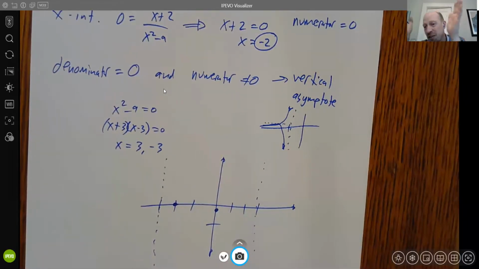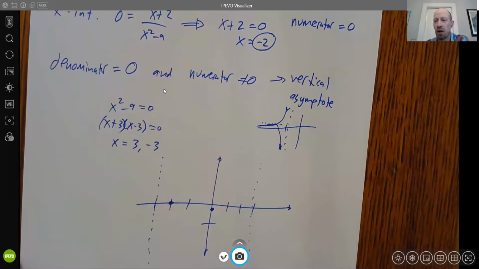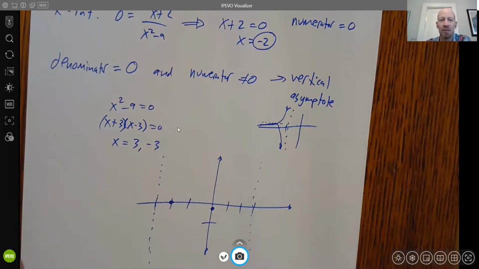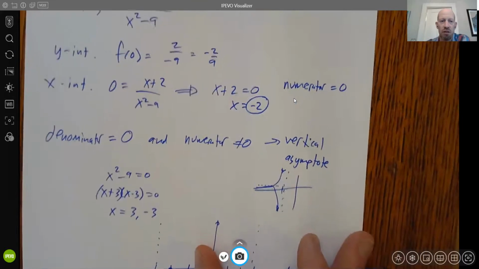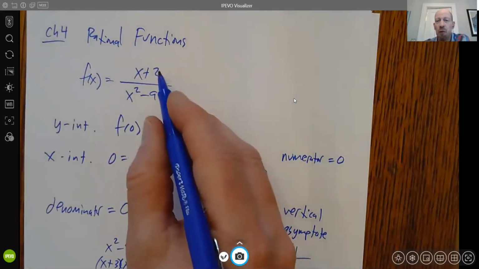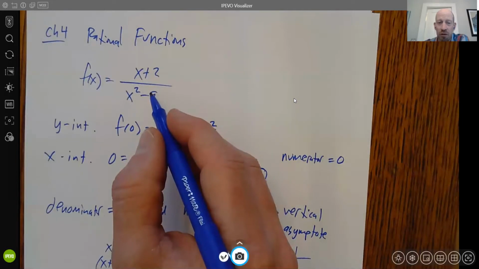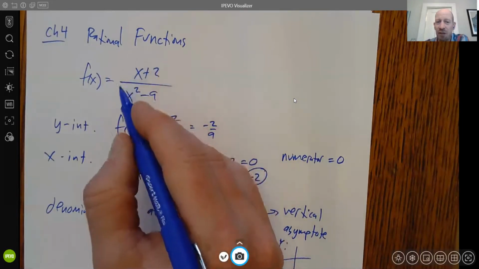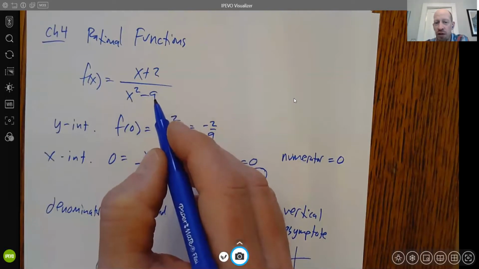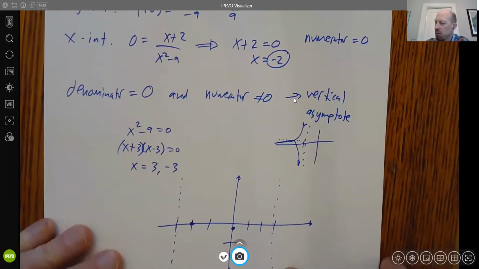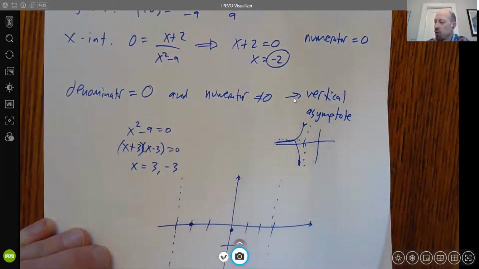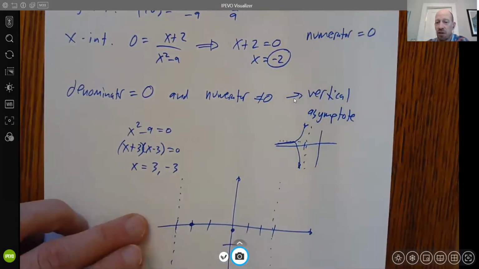If the power is even, right, they both go up, or one's up and one's down. Rational expressions are different. As x gets larger and larger, we have both a numerator and a denominator. So what happens here is we have to compare the two, the numerator and the denominator. Let me copy this over and we'll talk about horizontal asymptotes, and then we'll come back to this question and see if we can't complete the graph.